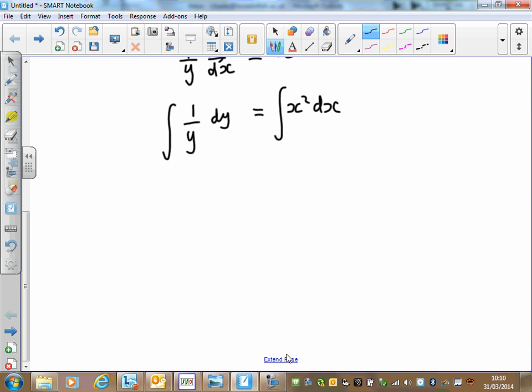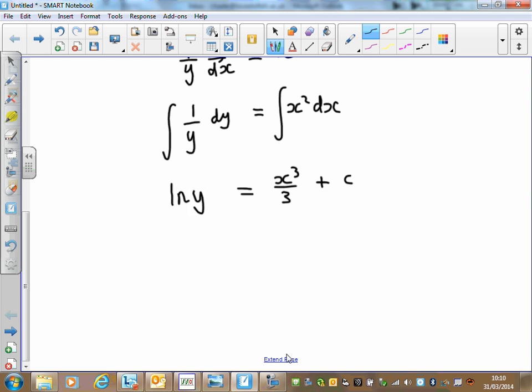The integral of 1 over y, what is that? That should be a standard result. Matty? Ln y. Okay? Now, the integral of x squared, Tom. X cubed over 3. Yeah, x cubed over 3. But we need a constant of integration. And constants of integration are really important in differential equations. I don't need one on both sides. I'll just put it on this side there. So I'll put that as plus c.